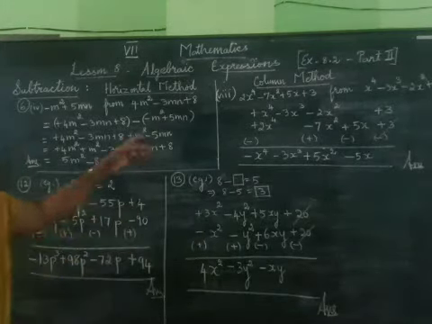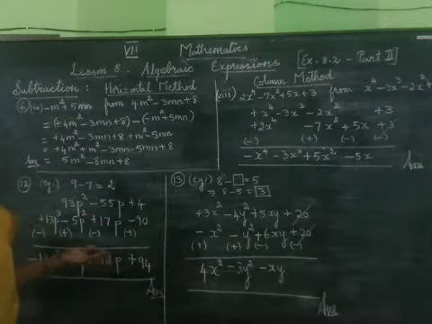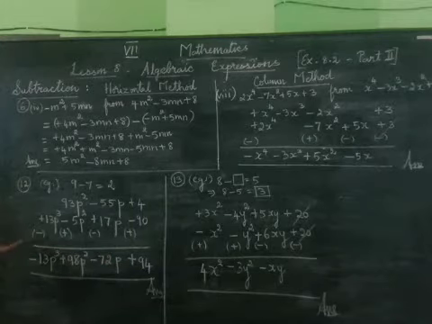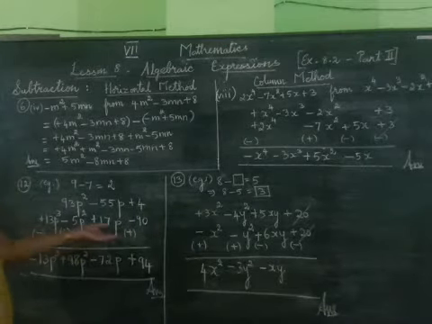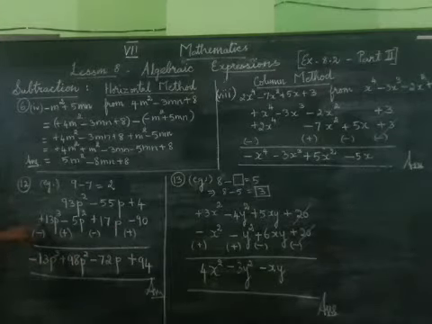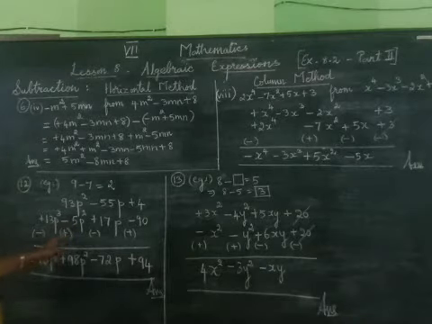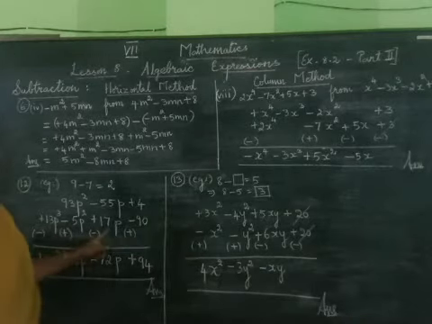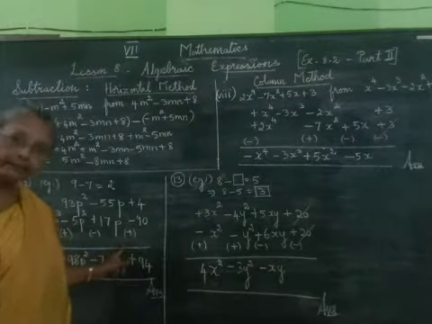Now as we did in the column method, the same method I am going to follow here. What should we do? We should change the sign for all the terms in the second line. So plus 13p cube will become minus 13p cube, minus 5p square will become plus 5p square, plus 17p will become minus 17p, minus 90 will become plus 90.